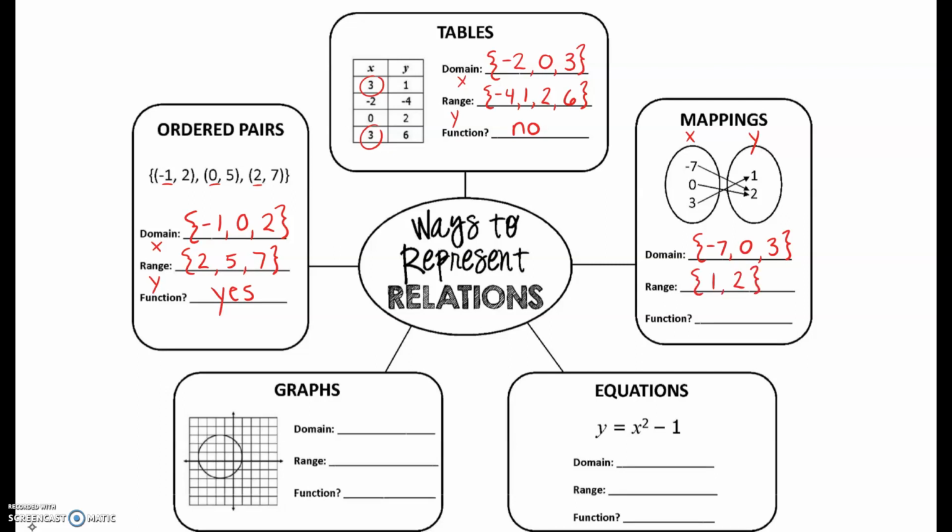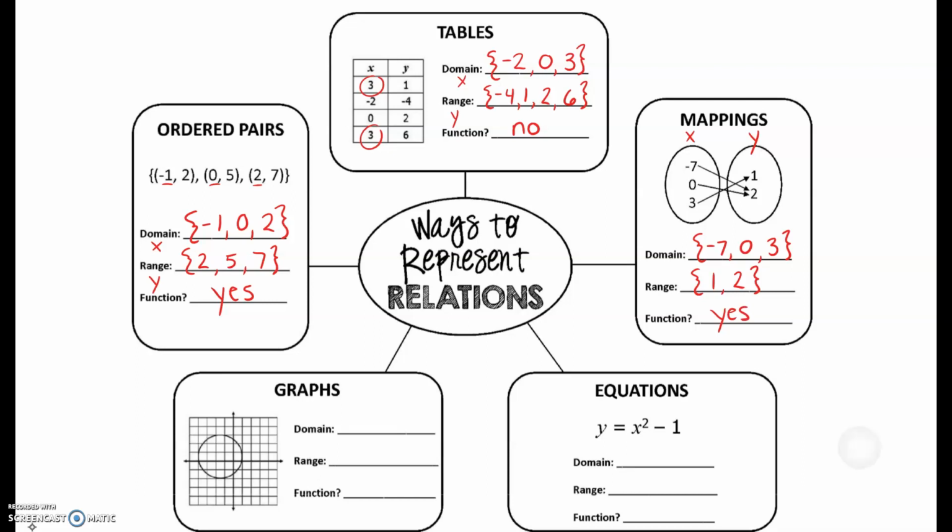If you look at the x column and you notice the arrows from each one of those x values, you will notice there is only one arrow from -7, one arrow from 0, and one arrow from 3. This means that our x values do not repeat, and therefore, yes, this is a function.